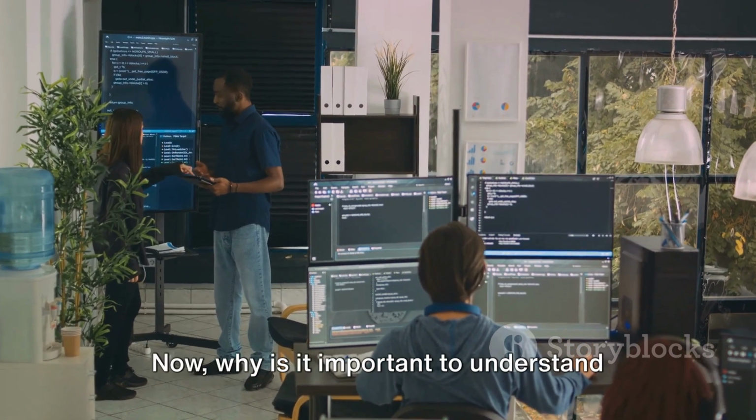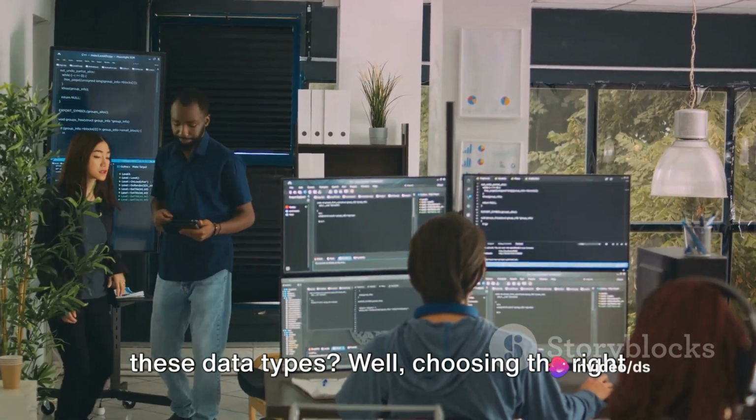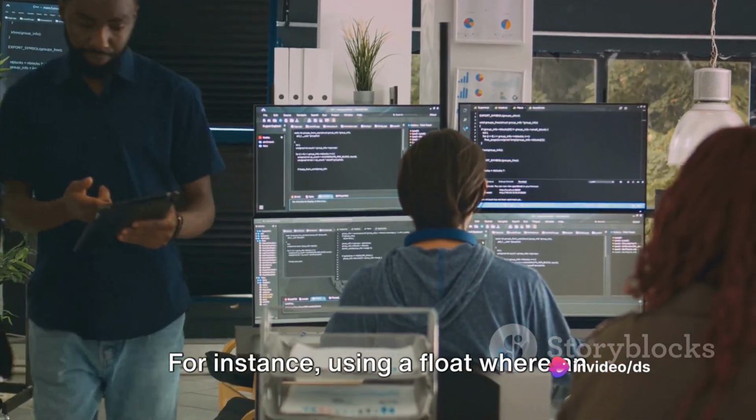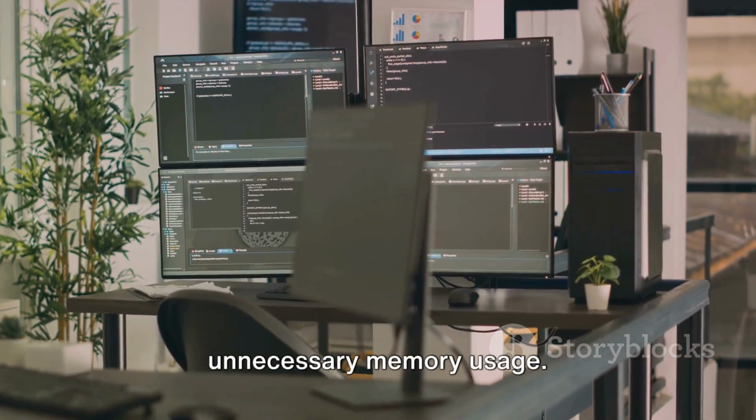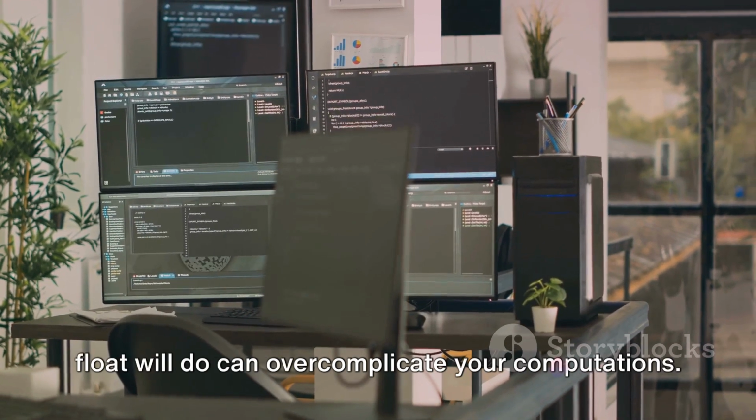Now, why is it important to understand these data types? Well, choosing the right data type is crucial for improving computational efficiency. For instance, using a float where an integer would suffice can lead to unnecessary memory usage. Similarly, using a complex type when a float will do can overcomplicate your computations.